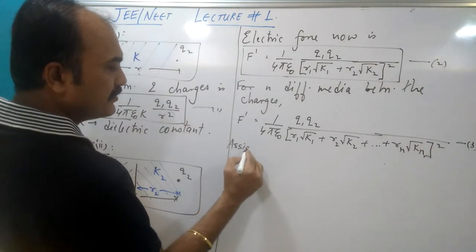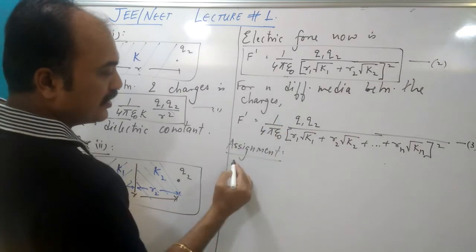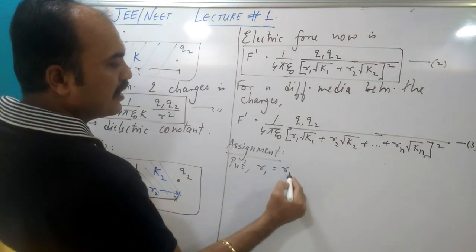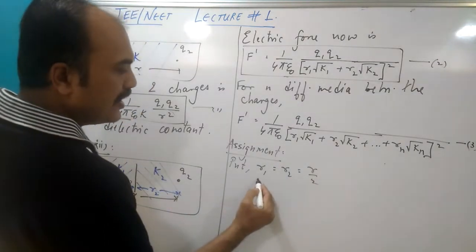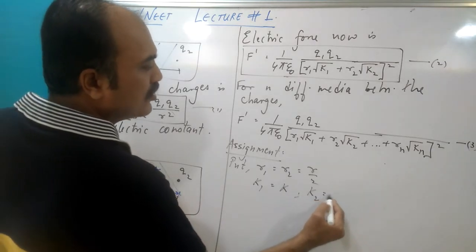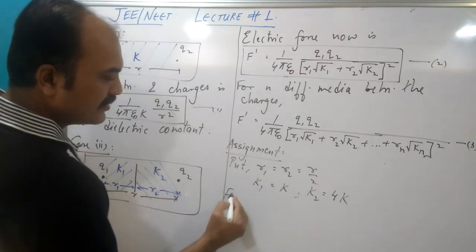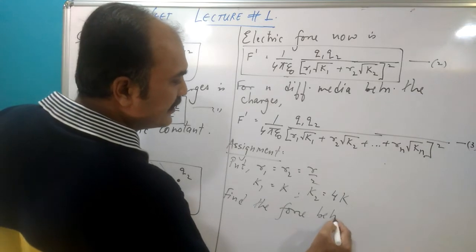As an assignment, put R1 and R2 both to be R by 2. Let this distance be equal. Let K1 be equal to K and let K2 be equal to 4K. Then find the force between them.